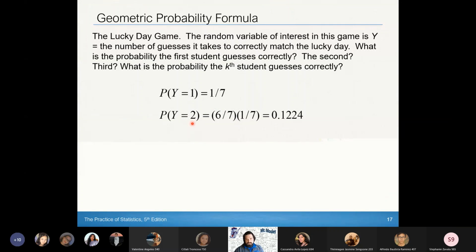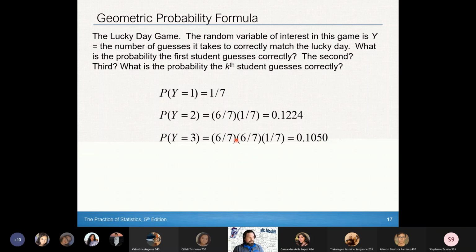For the second student to get it correct, meaning they have the first success, the first student got it wrong, 6 out of 7 chances, and the second one got it right, 1 out of 7. So we just multiply those, and we get 0.1224. Essentially, this is an AND situation: first is wrong and second is correct. So we multiply those probabilities as they're independent events. The probability of the third student being the first correct guess is the probability of the first being wrong and the second being wrong and the third being correct. So we multiply our probabilities, and we get 0.1050.